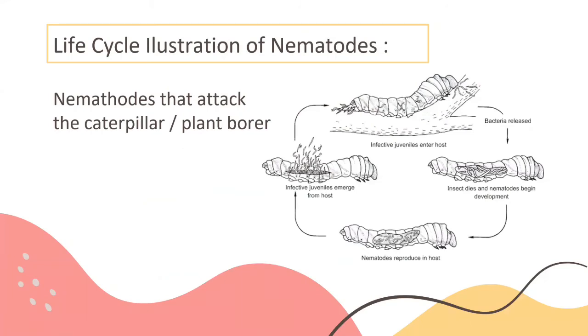And here is the life cycle illustration for nematodes that attack caterpillars or plant borers. So here we can see the life cycle of the nematodes. The infective juveniles will enter the host, and then the bacteria will be released and the insects die, and the nematodes begin to develop inside the body of the caterpillar. Then the nematodes will reproduce in the host, and then infective juveniles emerge from the host, and it continues on and on.